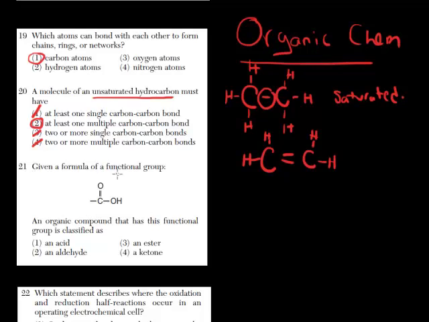Question 21. Given the formula of the functional group, there's your formula, an organic compound that has this functional group is classified as, well, why ask me? Let's go to the place where all the functional groups are, and we're going to see table R. So let's go to table R.